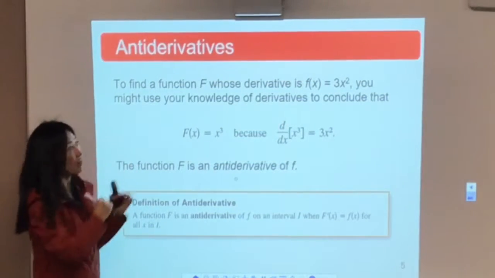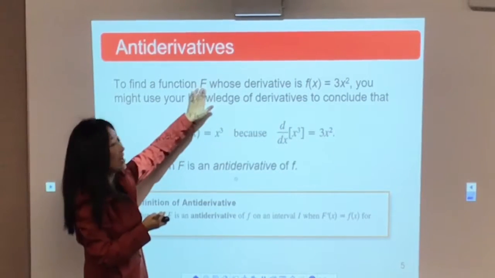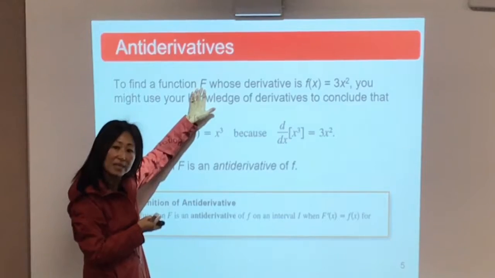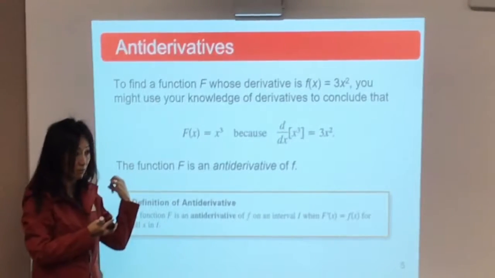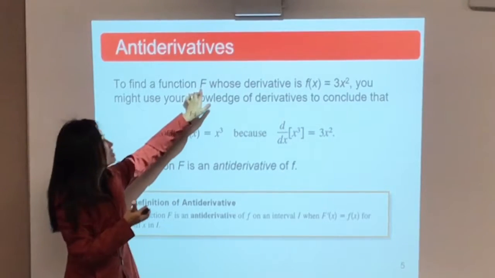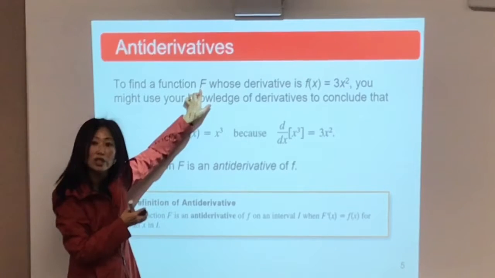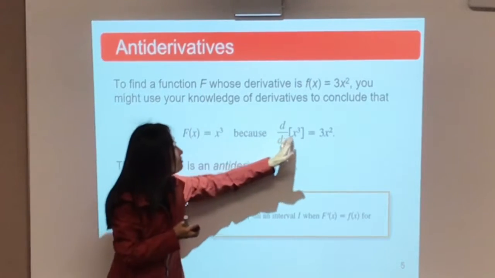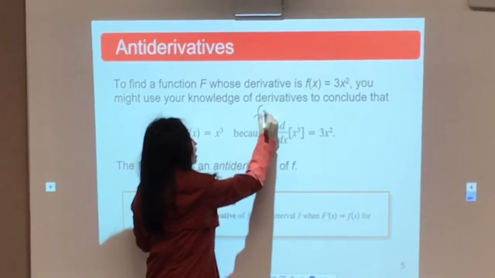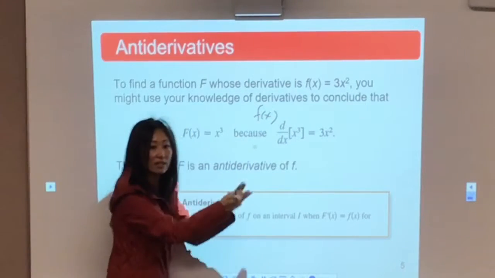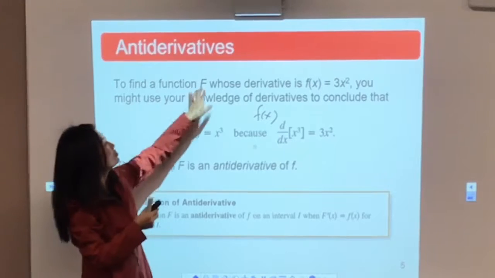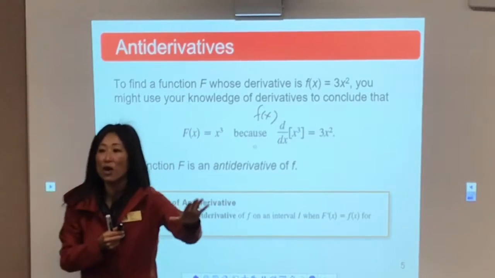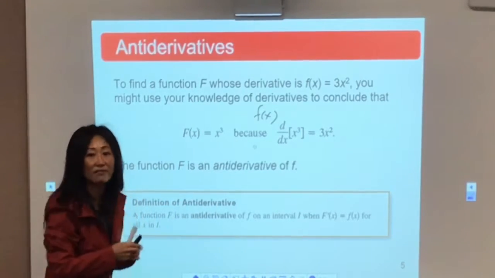So we're thinking backward. I want to look for function F. The big F means antiderivative. We usually use big F to stand for antiderivative, and the small f for just a regular function. If I want to go back, I just use big F. Just so you know, I'm looking for an antiderivative.